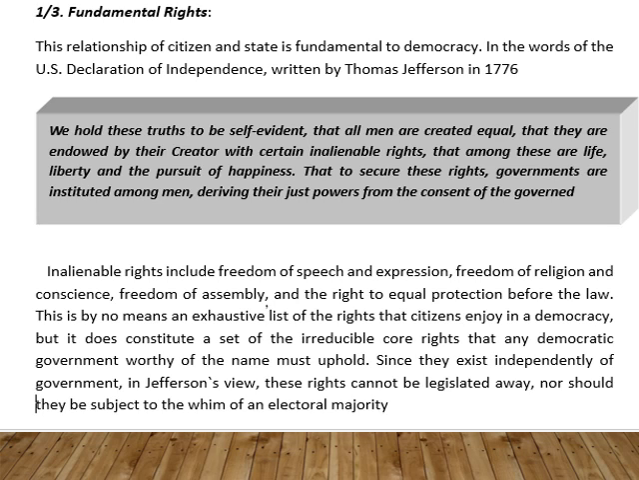So again, to summarize what he was saying, and to summarize the idea of unalienable rights, there is a set of rights that you could never ever touch in any community that you are building, especially if you're seeking to build a democratic community.